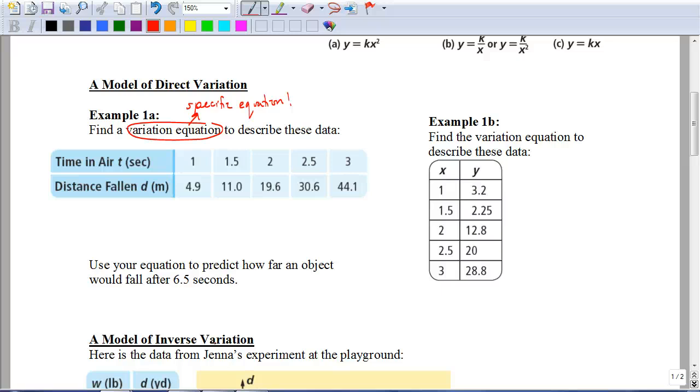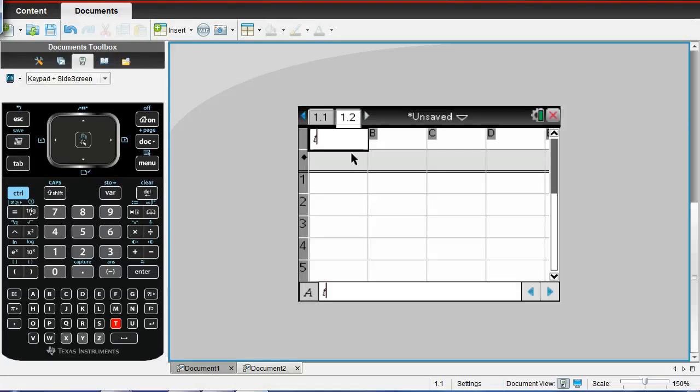So we're going to use our two variables there. They give us t for time and d for distance. So that's what I'm going to label my columns, t for time. And you can hit the tab button to go over to the other box. And we're going to use d there for distance. And now we can just arrow down.